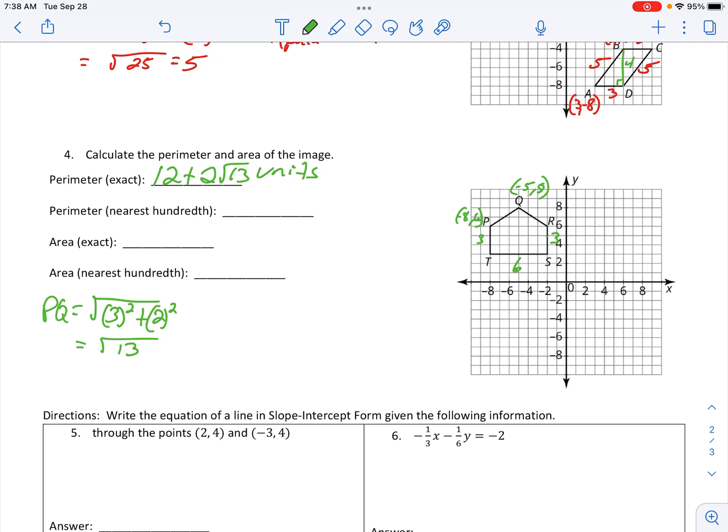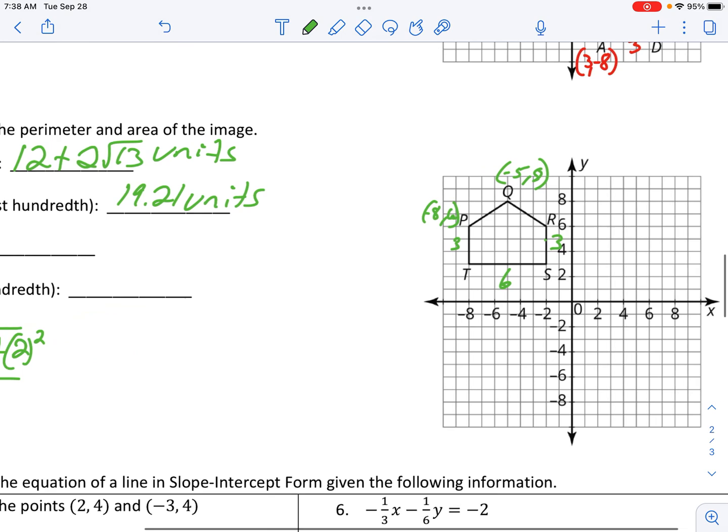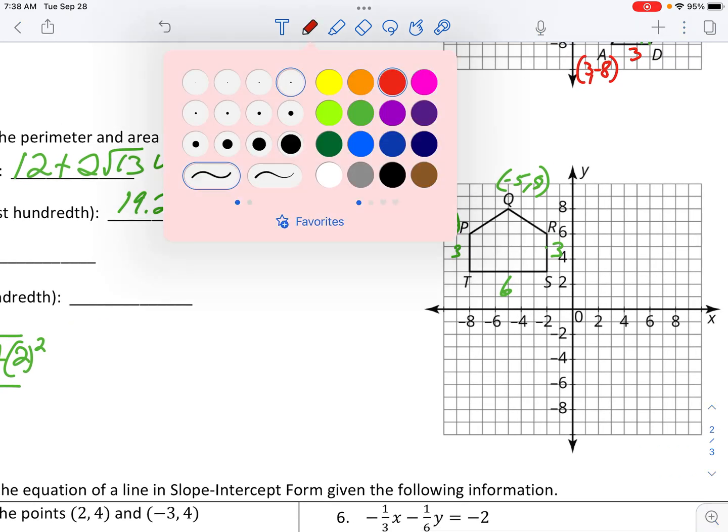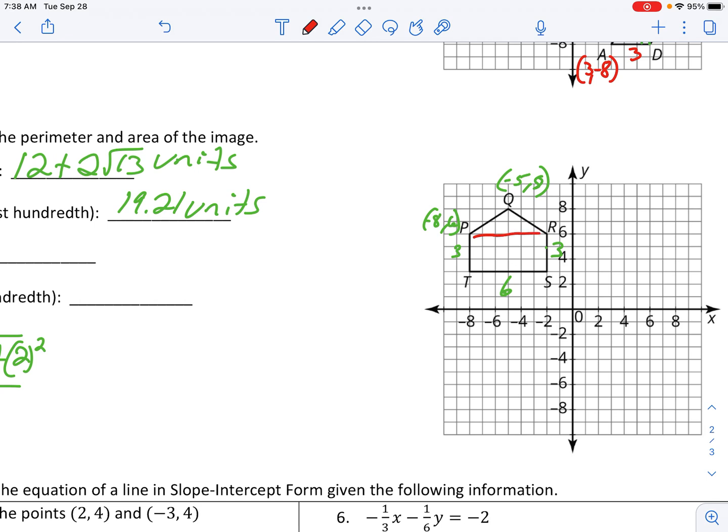So 12 plus 2 square root of 13 gives me, to the nearest hundredth, 19.21 units. Okay, for the area of that composite figure, I see 2 figures. I'm going to cut it up so that I have a rectangle, which is pretty easy to calculate. 3 times 6 right there is 18. And then we have ourselves an isosceles triangle, base times height.